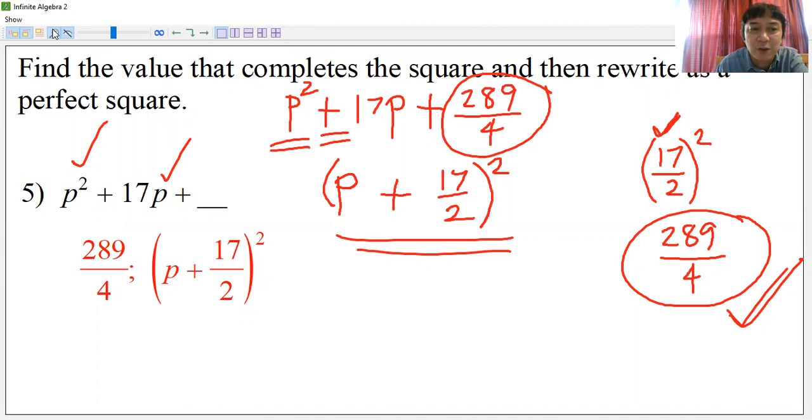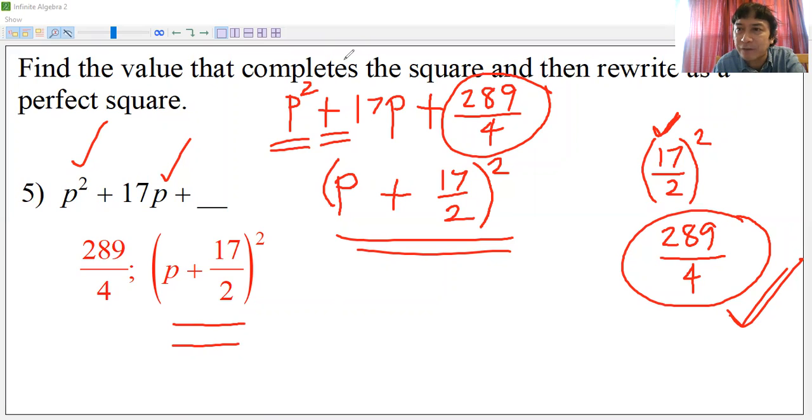And here are the answers. 289 over 4, semicolon, okay? That means the other answer is over here, which is p plus 17 over 2 squared. Exactly what we have in our solution, all right? Okay, I hope you were able to get that part.